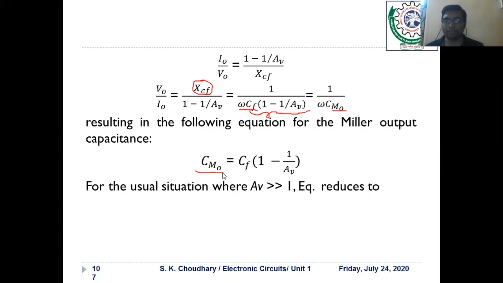And the amplifier gain is generally always greater than 1, but if it is very much larger than 1, then the above equation could also be written as CMO is equivalent to CF. In the output network, Miller output capacitance is equivalent to the feedback capacitance. So in this way we have defined CMI, that is (1 minus AV) into CF, and CMO, that is CF into (1 minus 1 upon AV).